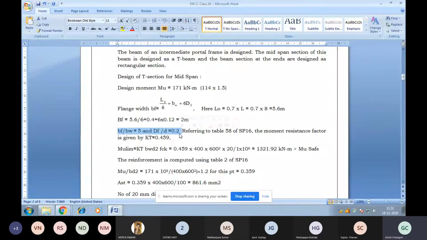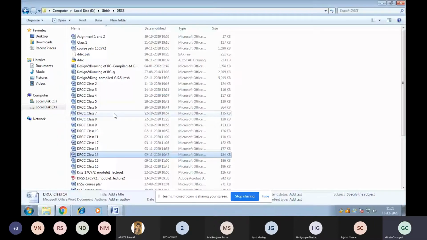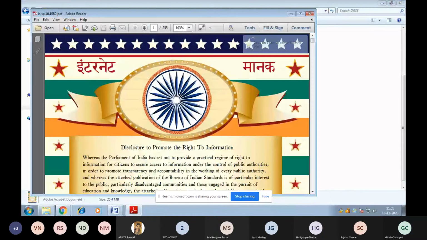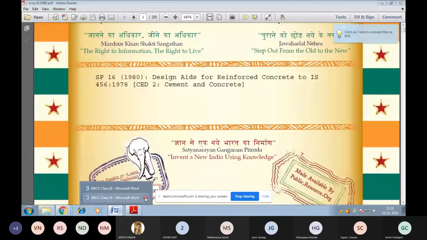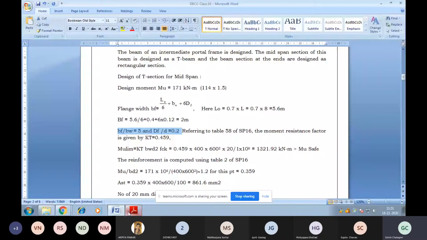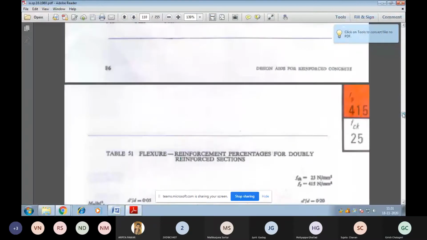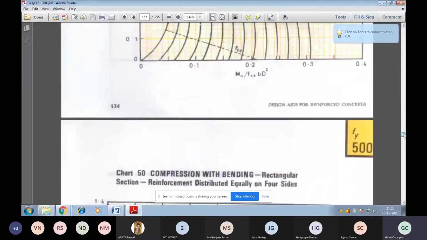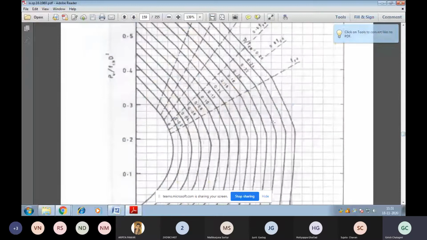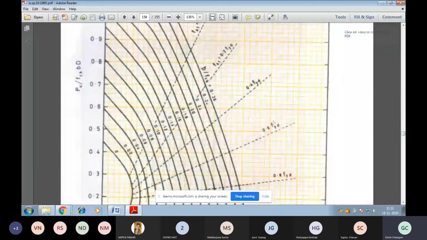If we want, we can go through SP16 here. This is SP16. Somewhere he has given it. Table number 58, we can look into it here. This is Table 56, and this is the chart we have already seen, 52. Table number 58 is what they have given.